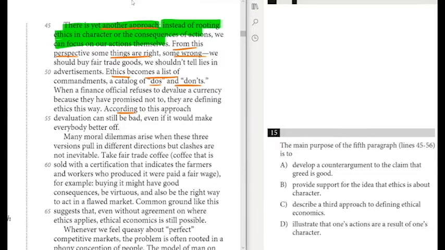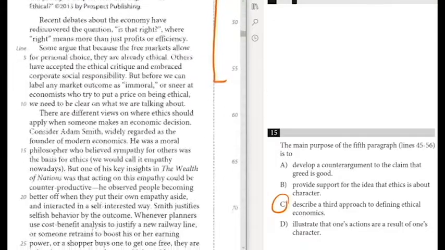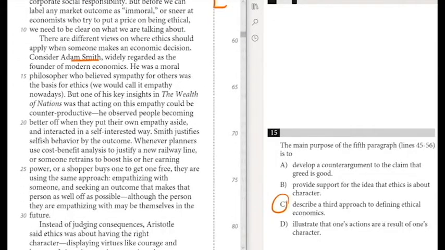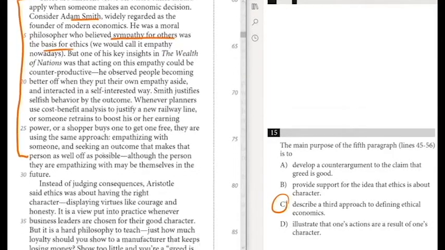And so, according to this approach, devaluation can be bad, even if it makes everyone better off. So right here, they're just kind of explaining a little further what would and would not be acceptable under this approach. But the whole paragraph is essentially telling us about an approach and making us familiar with it, which is choice C. It's describing a third approach to defining ethical economics. And so, according to the passage, we saw one approach right at the beginning, which is the approach that was given by Adam Smith, who believed that sympathy for others was the basis of ethics. So there's one big approach being explained there.